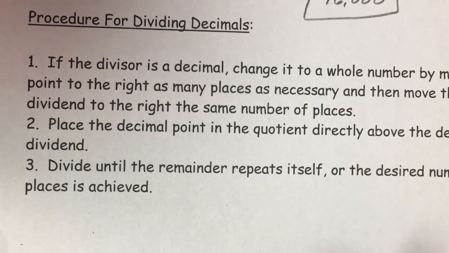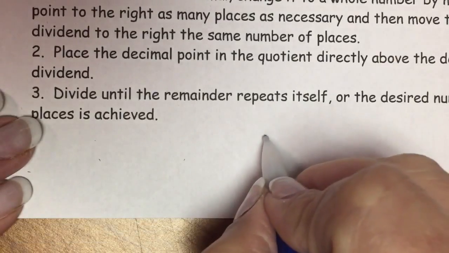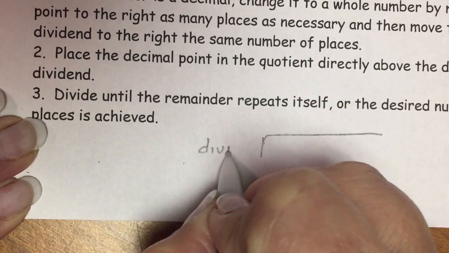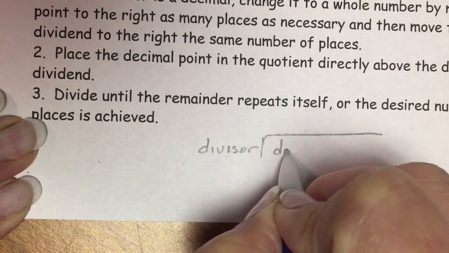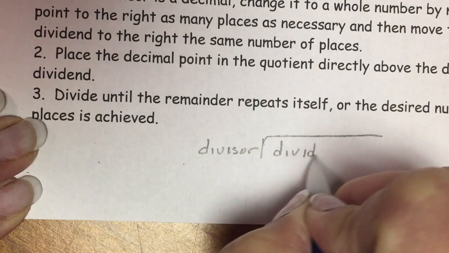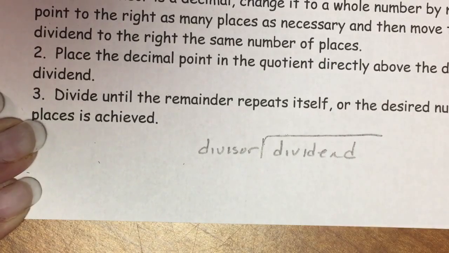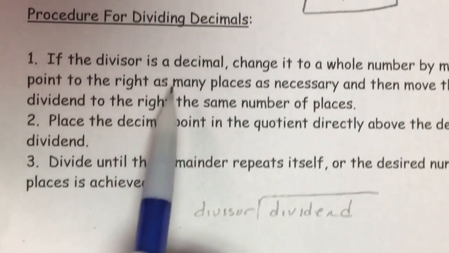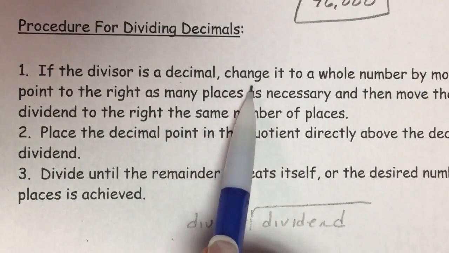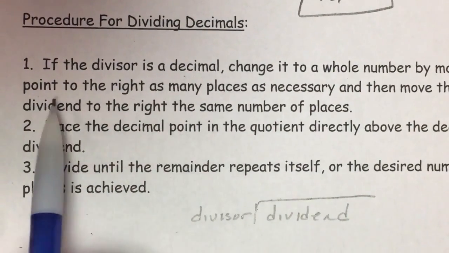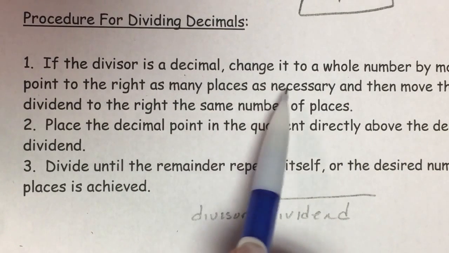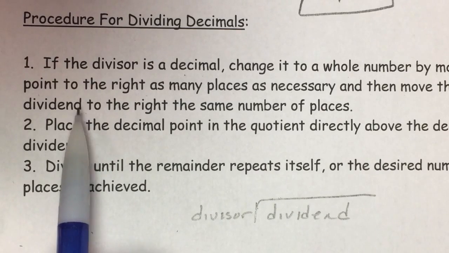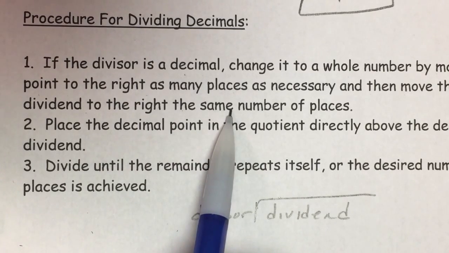So just a quick reminder that when you're dividing, remember the divisor is out here, and the dividend is on the inside. So they're going to use those words. If the divisor is a decimal, change it to a whole number by moving the decimal point to the right as many places as necessary, and then move the decimal in the dividend, or on the inside, to the right the same number of places.